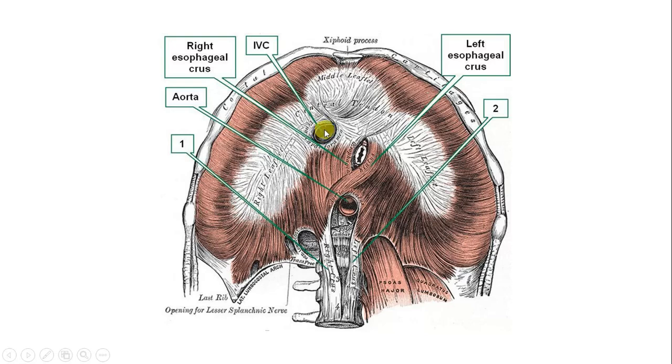Here are shown the openings in the diaphragm. So this is the fibrous part of the diaphragm. This is the muscular part of the diaphragm. This is the tendinous insertion of these muscular fibers. Centrally, they fuse into the central tendon of the diaphragm.